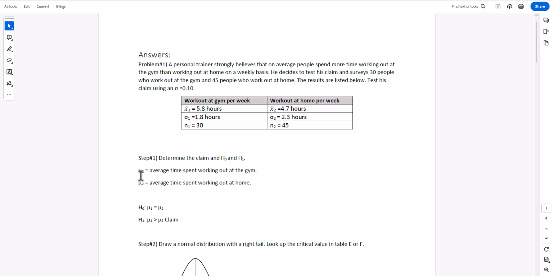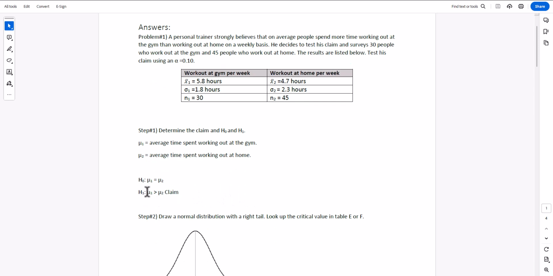We assign mu sub 1 to represent the average time spent working out at the gym. Mu sub 2 is the average time spent working out at home. The claim is that mu sub 1 is greater than mu sub 2. Since it's greater than, that is an H sub 1 statement. H naught is that the two means are equal.